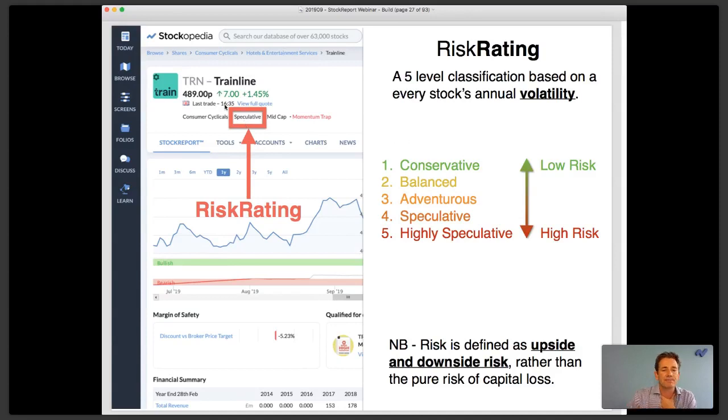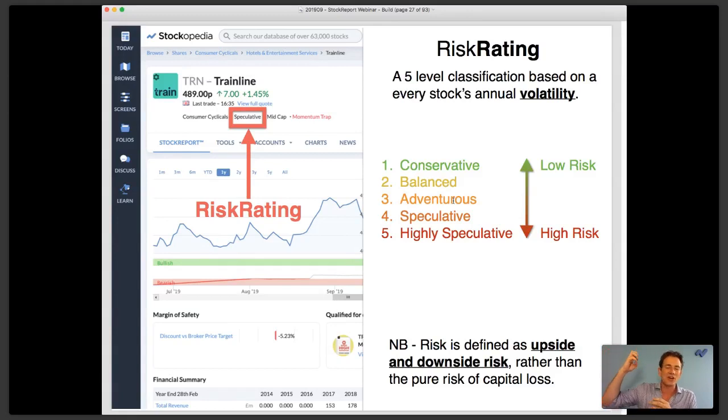But generally, you will find that stocks below an annual volatility of 25% in their share price will be classified as conservative. 25 to 35% volatility will be called balanced. Adventurous is more like 35 to 45% volatility. And speculative is 45% plus. Highly speculative is like crazy.